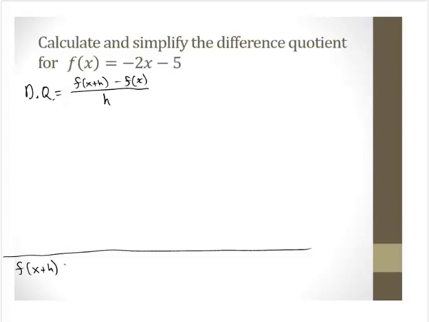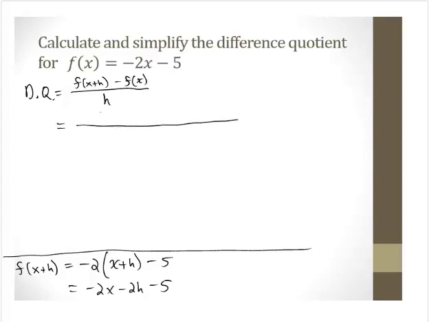So what we do is we take our original function, which was negative 2x minus 5. Now instead of x, we're going to replace the x with x plus h. And then we'll subtract 5. And so then that's negative 2x minus 2h minus 5. All right, so the difference quotient, then, making a substitution, f of x plus h is negative 2x minus 2h minus 5.